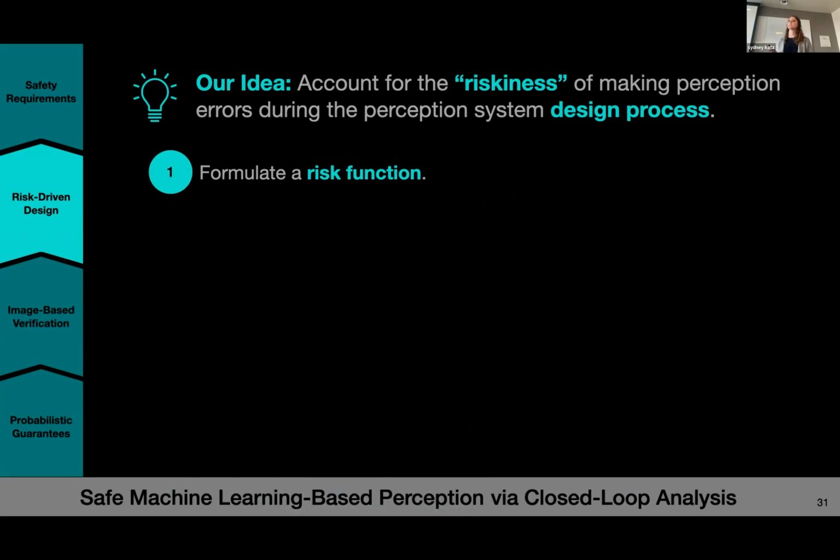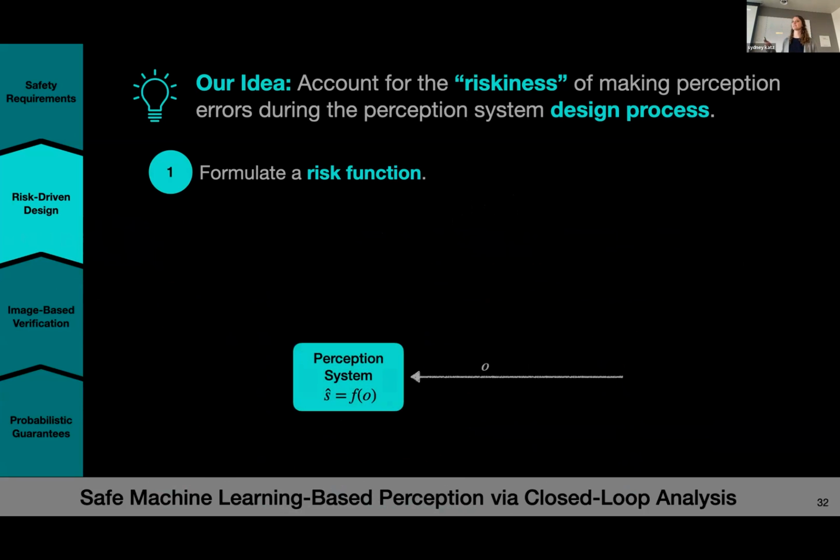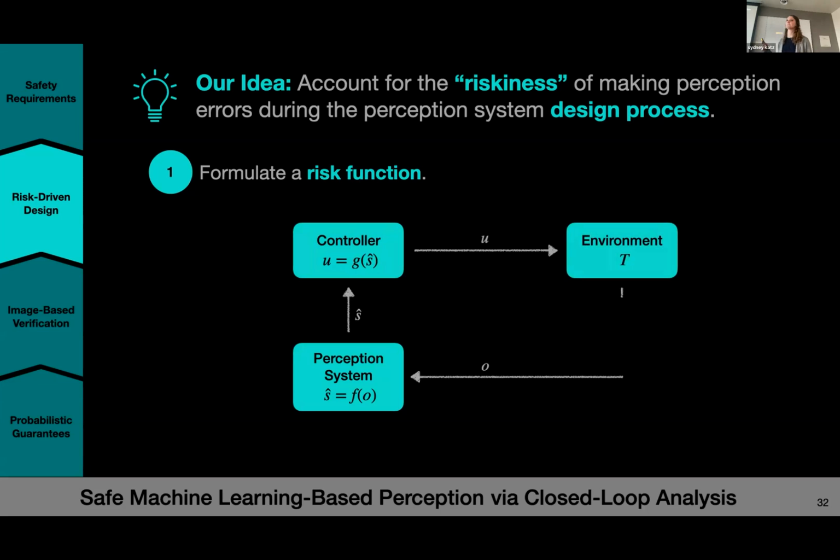Diving a little bit more into each of these steps, starting with how we formulate this risk function, we assume that we have this perception system that takes in an image observation and outputs an estimate of the current state. We then have a controller that uses this estimate to select a control action. The agent takes the action and the environment produces a new observation to close the loop. However, there's one problem here, which is that we want to formulate this risk function before we've actually designed this perception system. So we actually don't have this component of the loop yet.